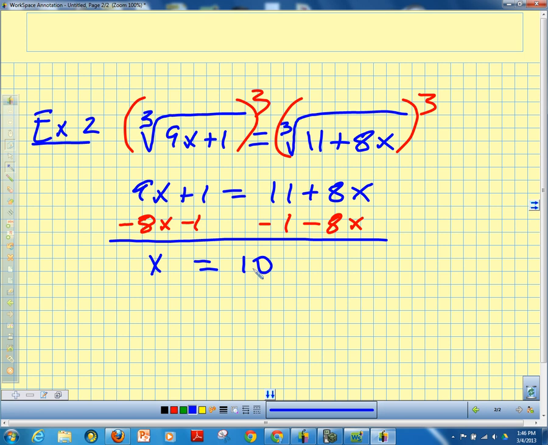When I have just x, I want to get the x on one side and the number on the other. When I have x squared, that's when I want to get everything on one side. And we'll do one like that coming up next.